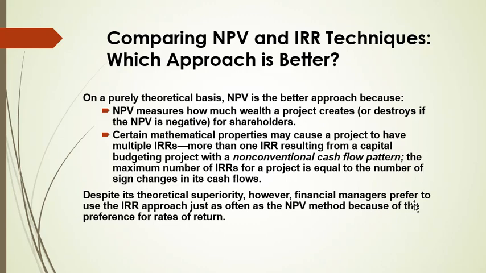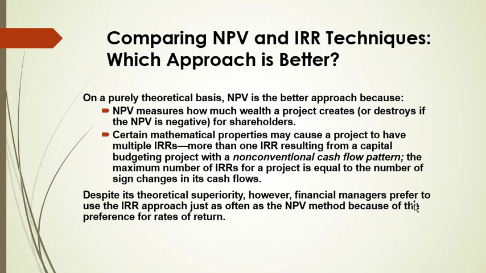So which approach is best? On a purely theoretical basis, net present value is better. Why? Primarily because it measures the change in wealth, right? And that is the underlying fundamental concept that we've been talking about in decision making. You never want to do anything that in the end would decrease the value of the company. In addition, there are certain mathematical properties that we talked about with respect to internal rate of return that may also create a disadvantage to using the internal rate of return.